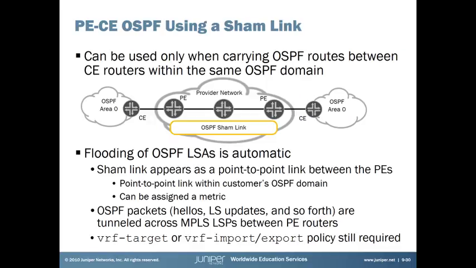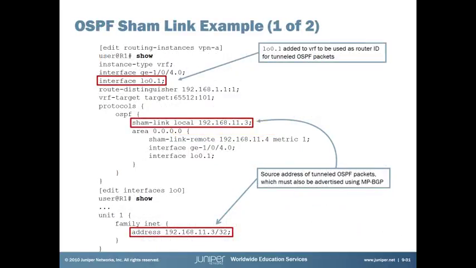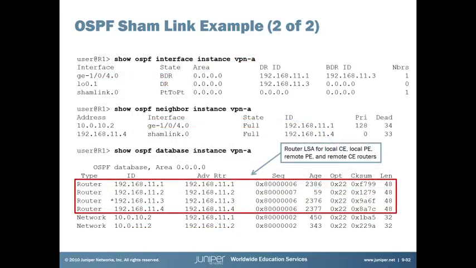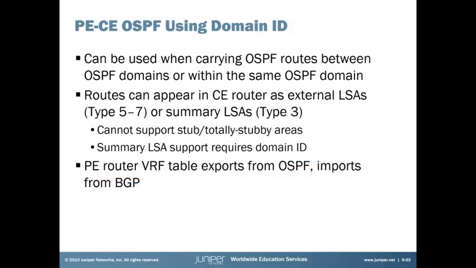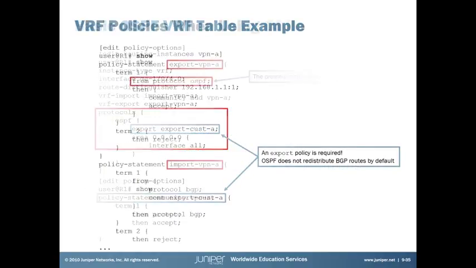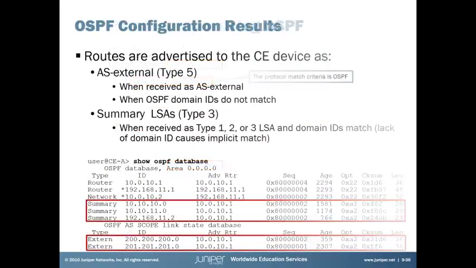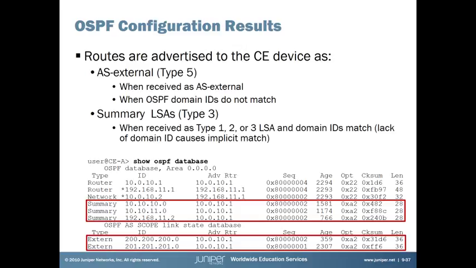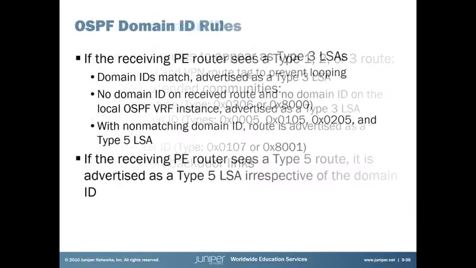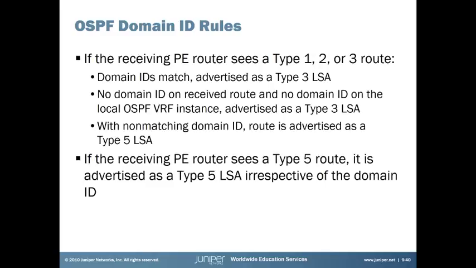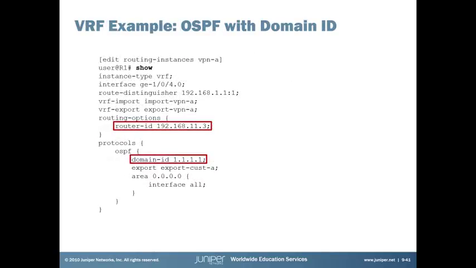Example of a sham link. These are just things that we may have to do in certain circumstances. I don't want to get bogged down in all this because it can get a little complicated. So just so you know, we can use this sham link if we have to advertise OSPF routes between the CEs. We won't actually do this as a lab. We can also use this domain ID, but I don't want to really get into this for the purposes of what we are doing here today.